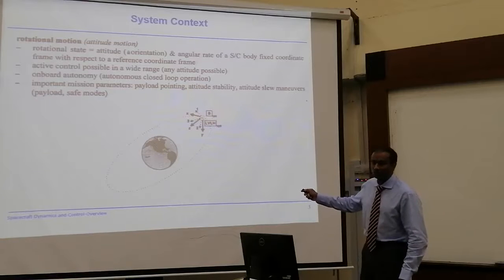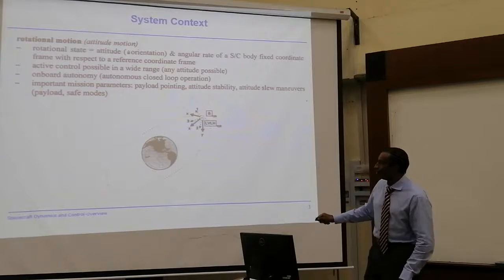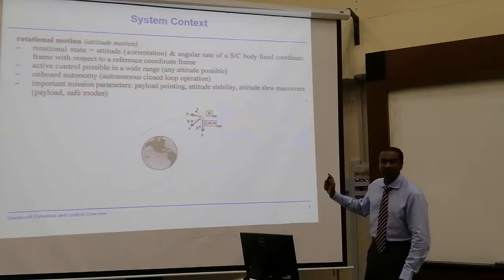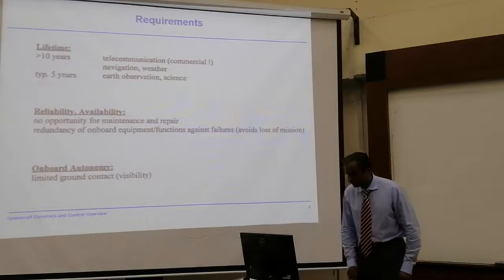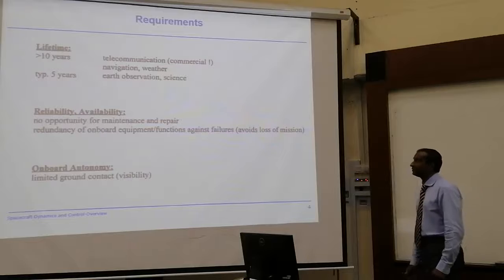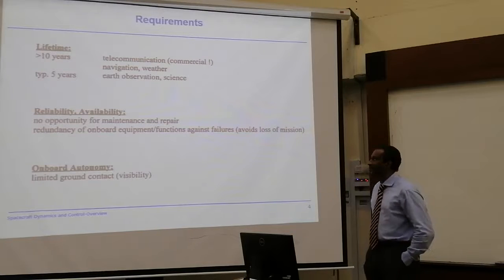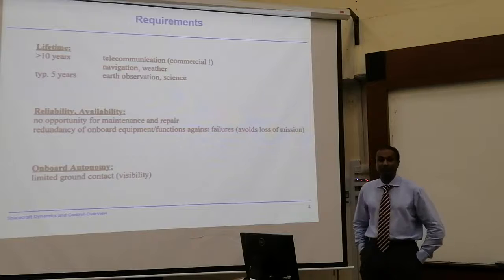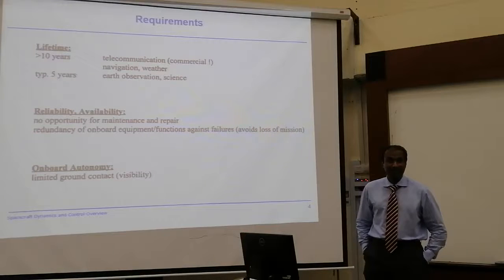Attitude control, the two coordinates are here. Orbit control, the coordinates are here and here. That's it. Requirement, as I've said, it can be 10 years, 8 years, it doesn't matter. You must work for 10 years without any rest. That is the attitude control system's job. So amazing, huh? We must design a very, very robust system.